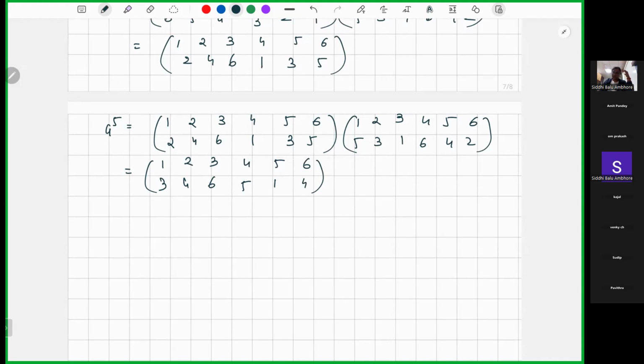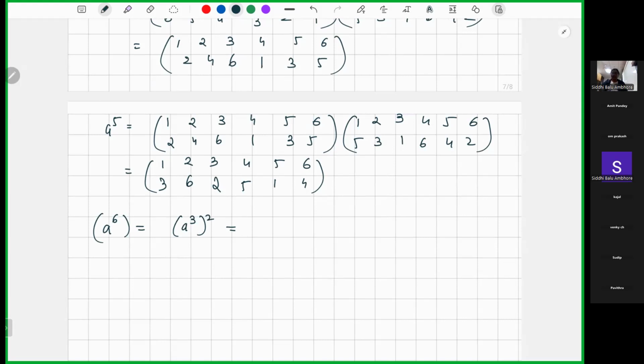Did I miss something? 2 goes to 3, 3 goes to 6, 3 goes to 1, 1 goes to 2. Yeah, now this is correct. And a power 6 will be anyway equal to this because of associativity which we have. So that's not a problem.